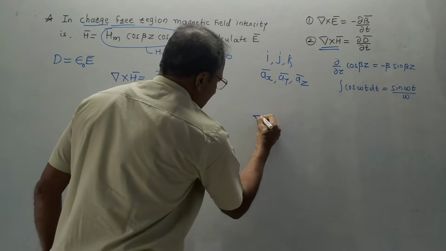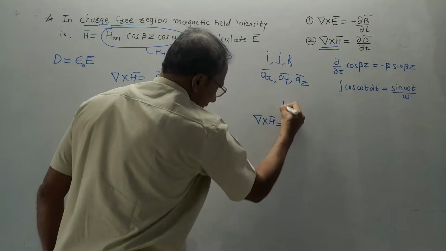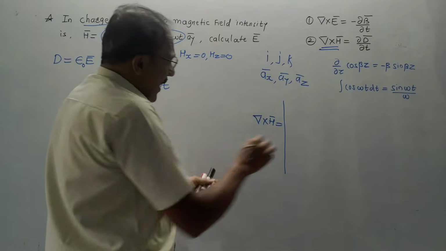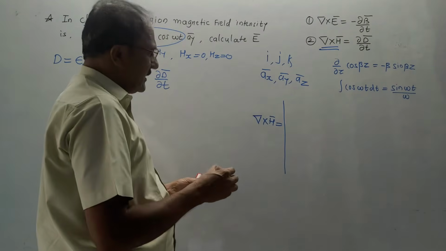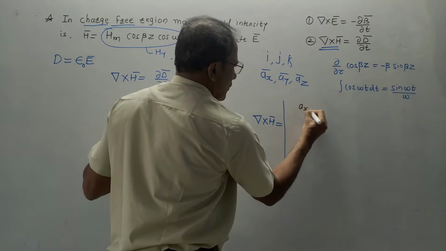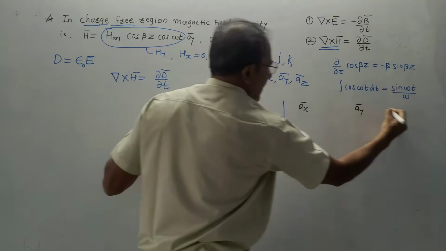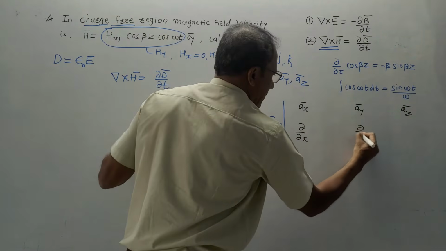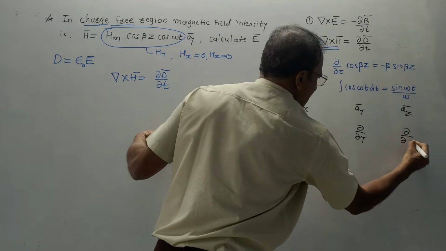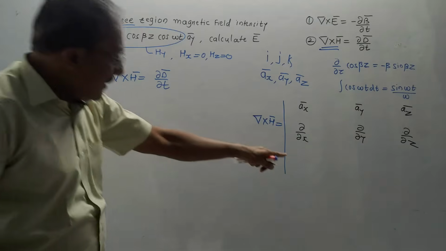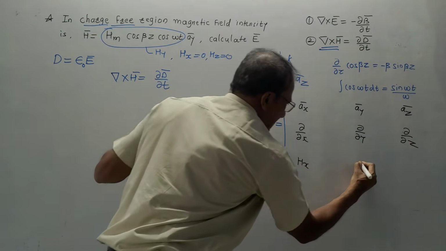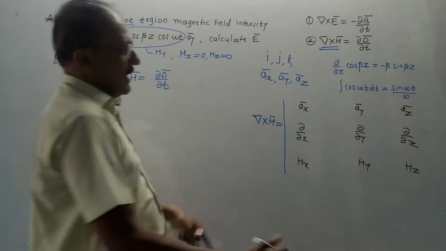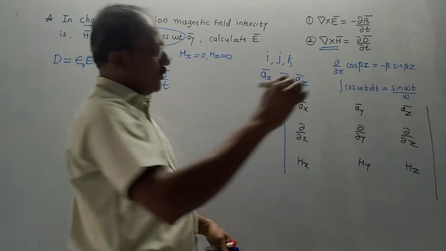How to do it? I will write over here, del cross H bar is equal to, I am writing this equation in terms of a determinant. Now, in maths, you have used i, j, k as the directions. In this subject, we will be using the notations ax bar, then ay bar and az bar. Here I am supposed to write ∂/∂x, then ∂/∂y and ∂/∂z, derivatives with respect to x, y and z. Here I am supposed to write the values of Hx, Hy and Hz because I am writing this equation for del cross H bar. So this determinant I will have to solve.